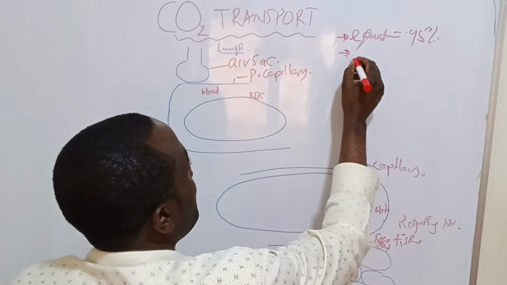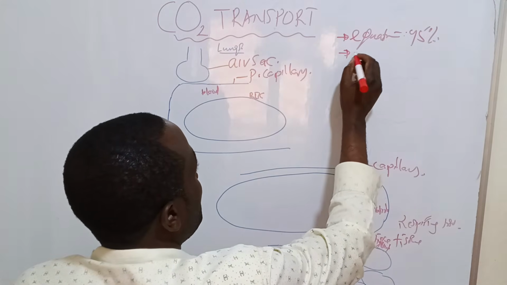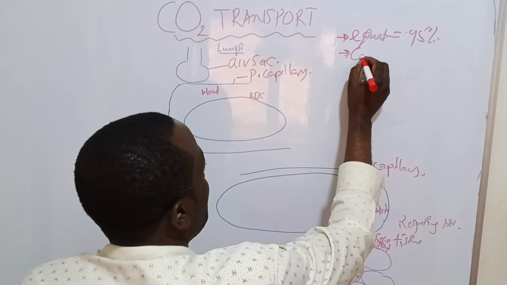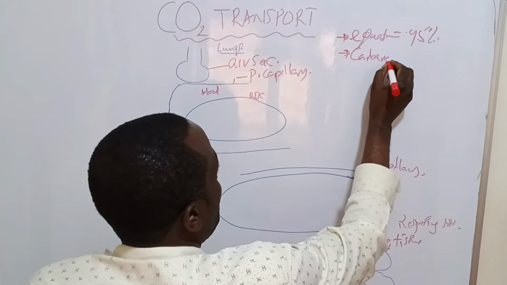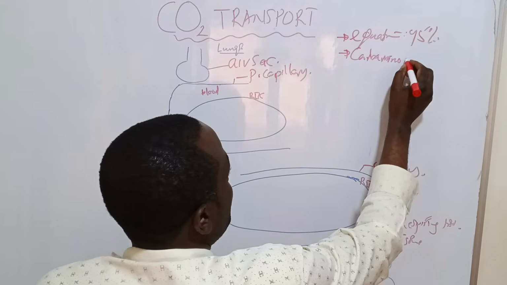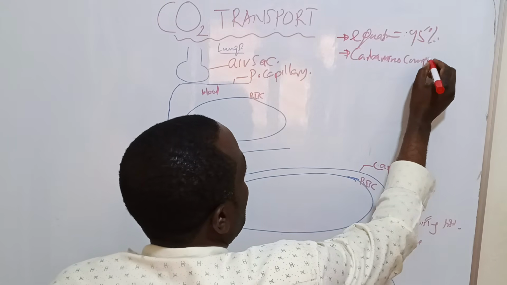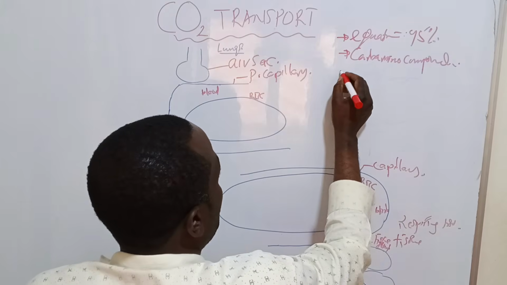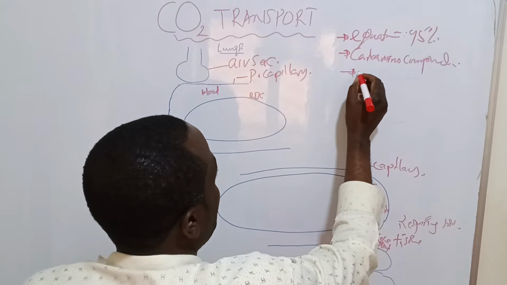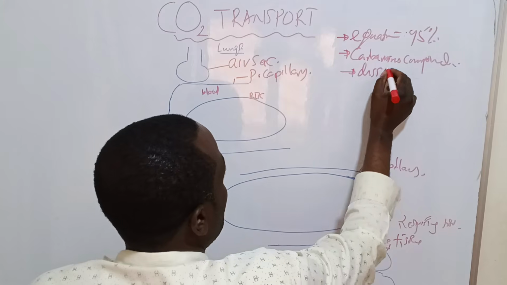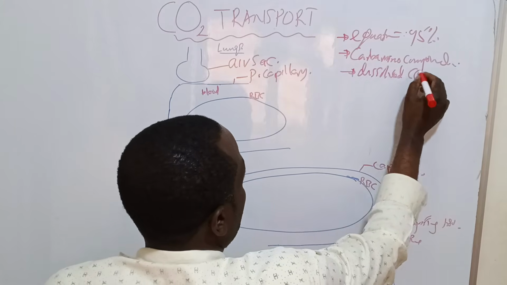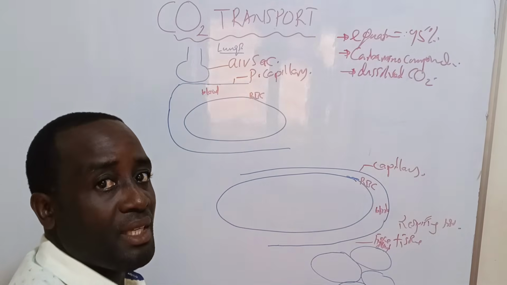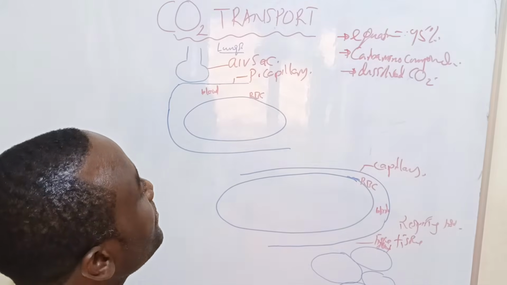Then the second one is carbamino compounds, the second most important. Then lastly, as dissolved carbon dioxide.